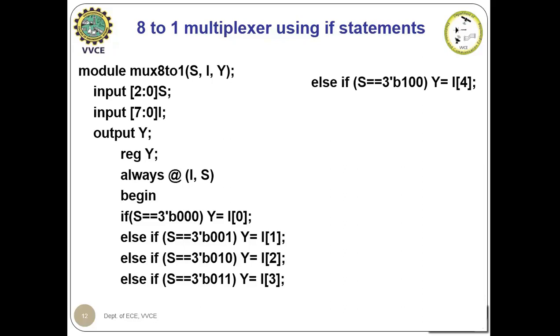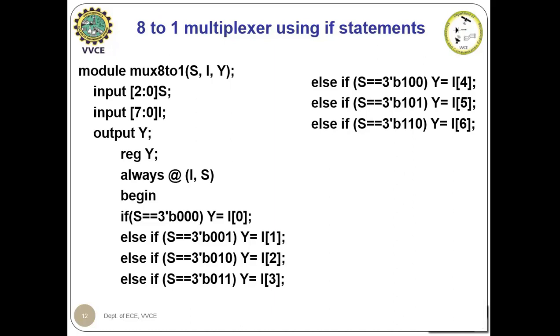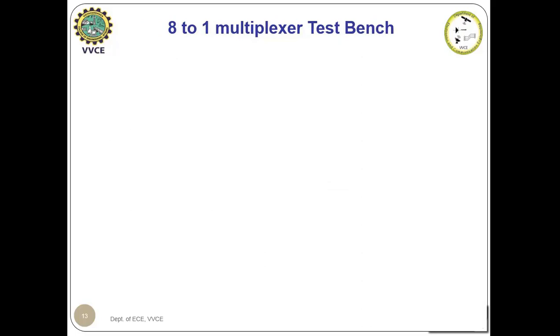Else if S is equal to 1, 0, 0, Y is equal to I of 4. Else if S is equal to 1, 0, 1, Y is equal to I of 5. Else if S is equal to 1, 1, 0, Y is equal to I of 6. Else if S is equal to 1, 1, 1, Y is equal to I of 7. End module. Now this was the 8:1 multiplexer code. Now we'll move on to the test bench.